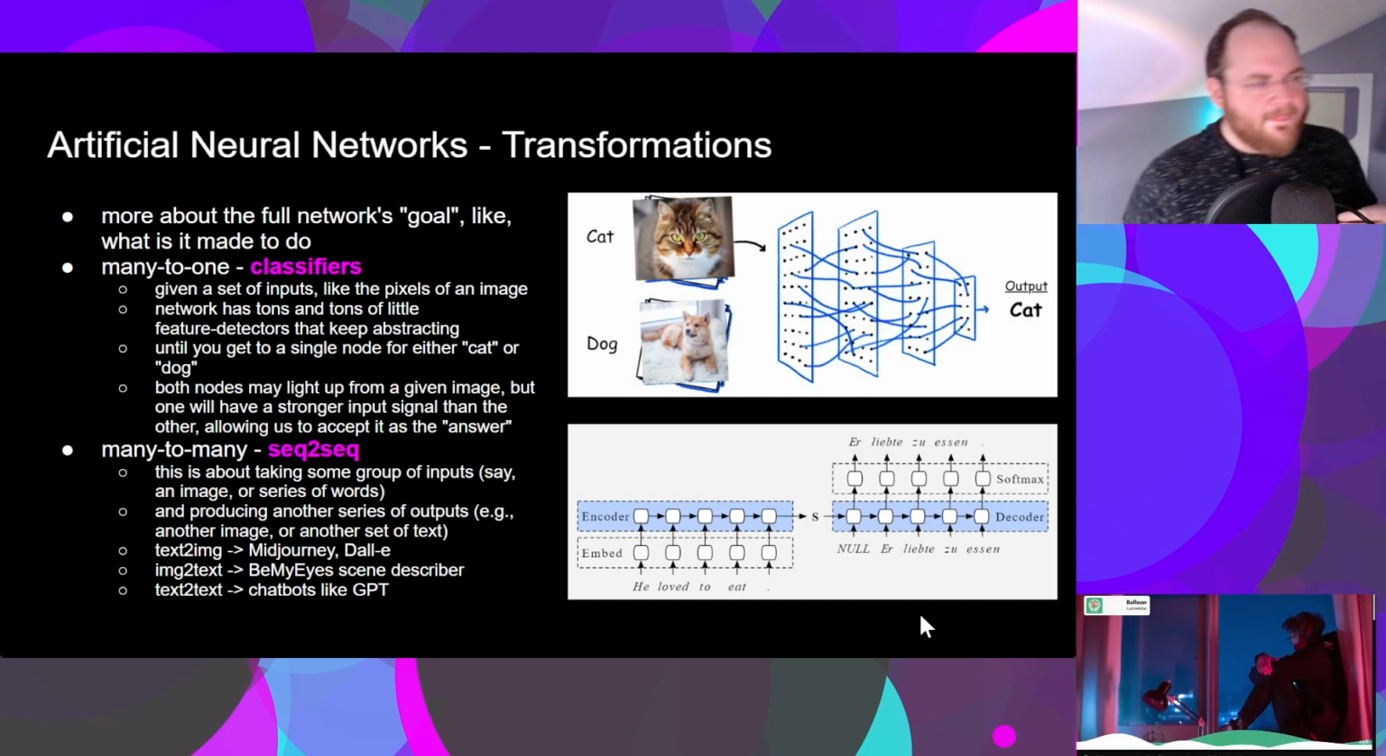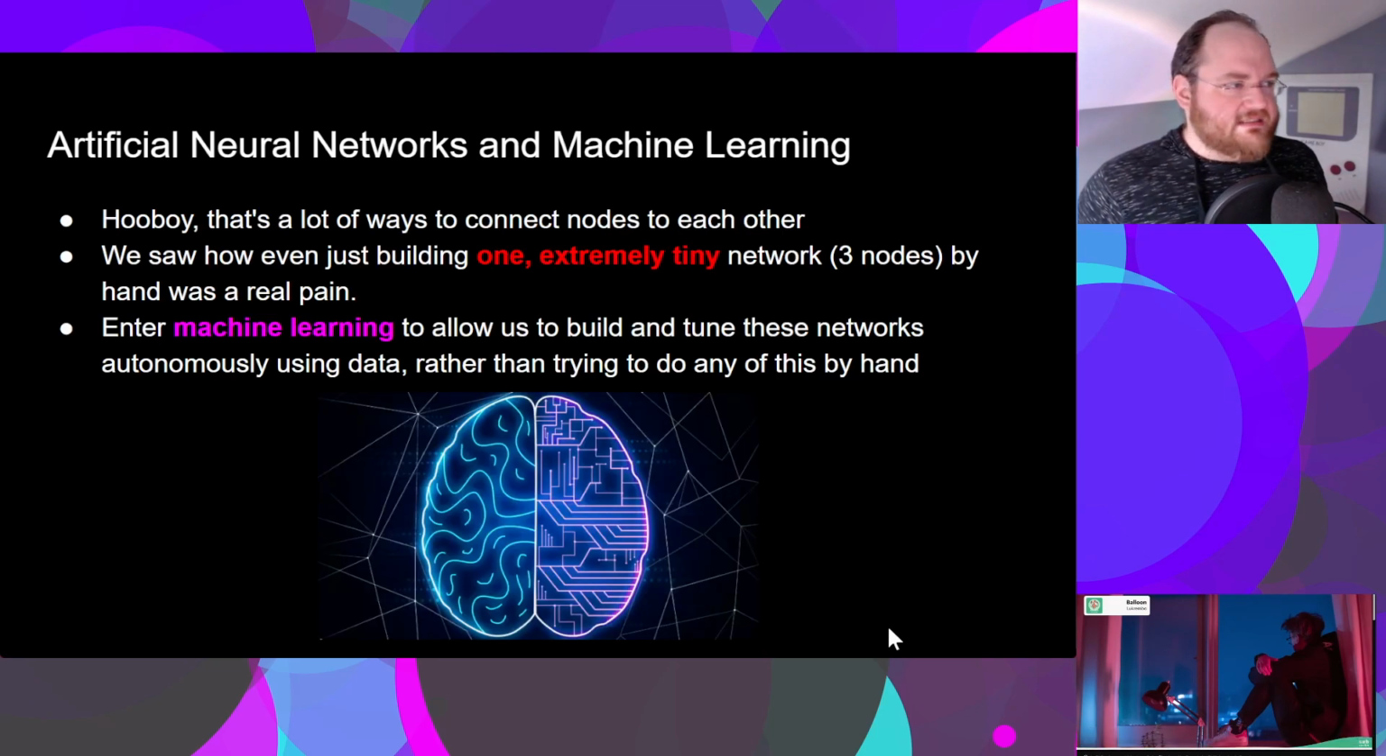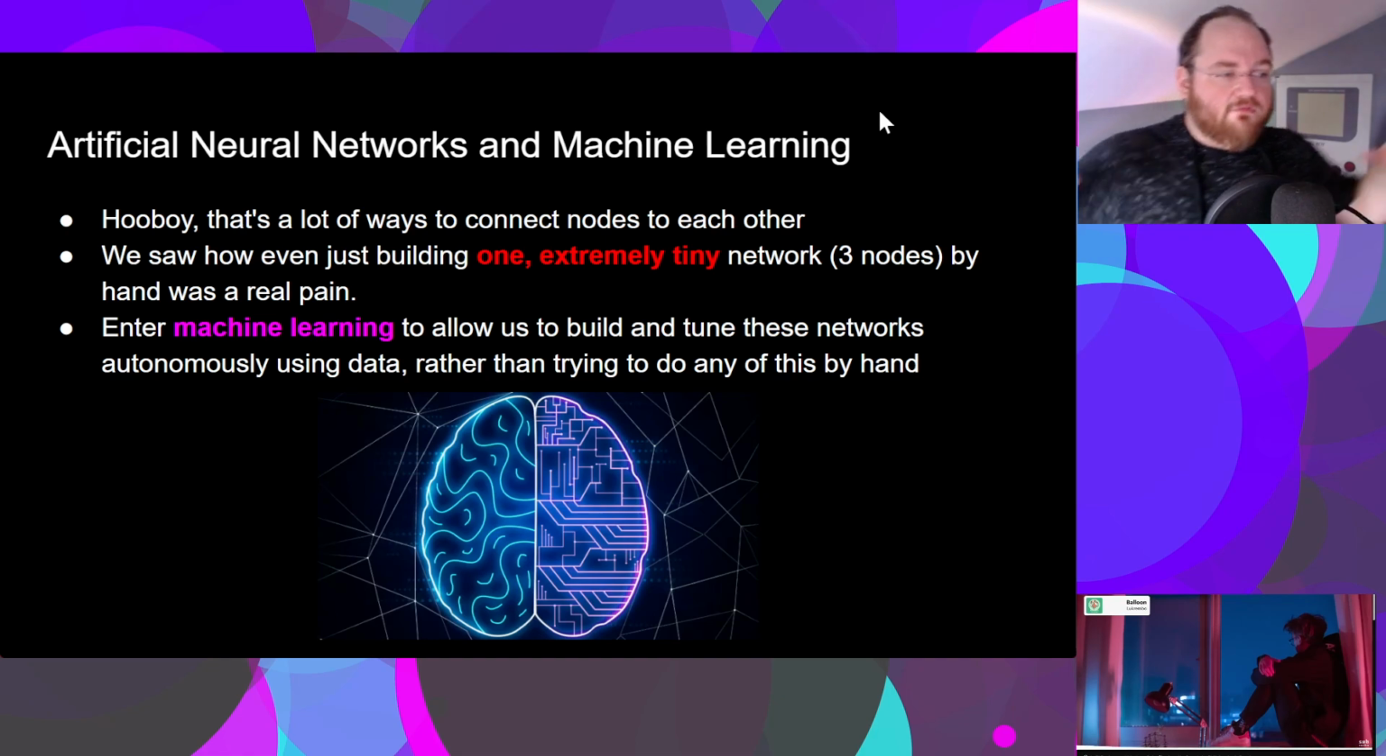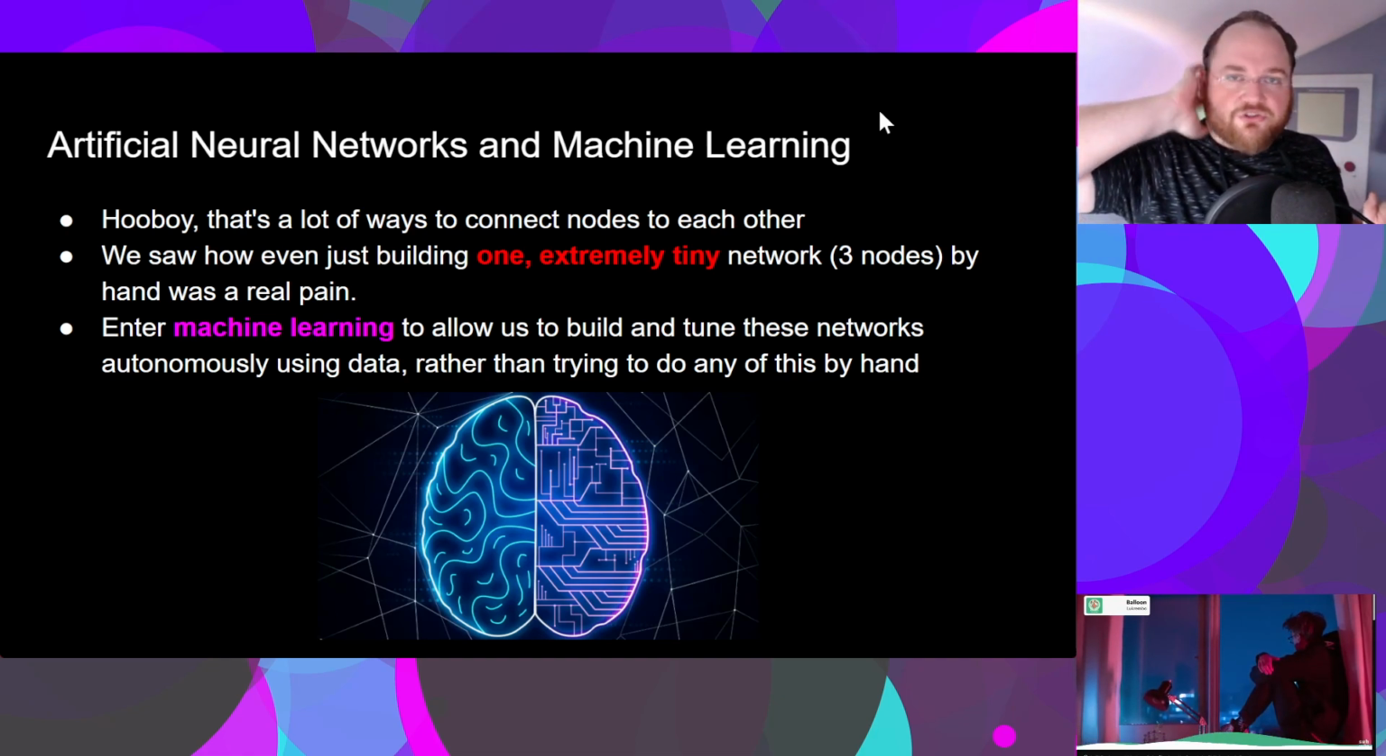So, yes, that's a lot of ways to connect nodes together. We've just kind of glimpsed the surface area of neural network structures.